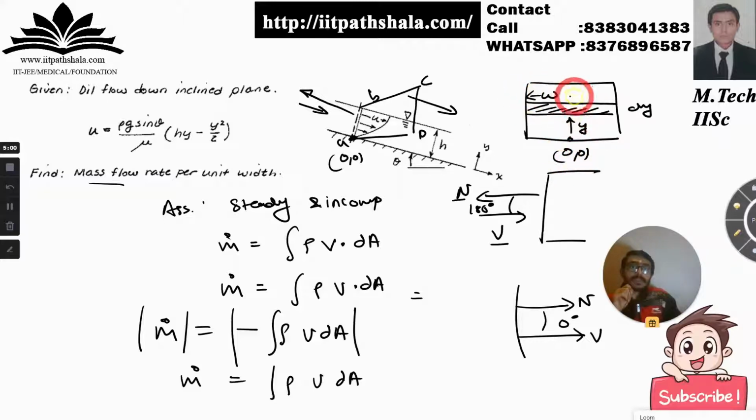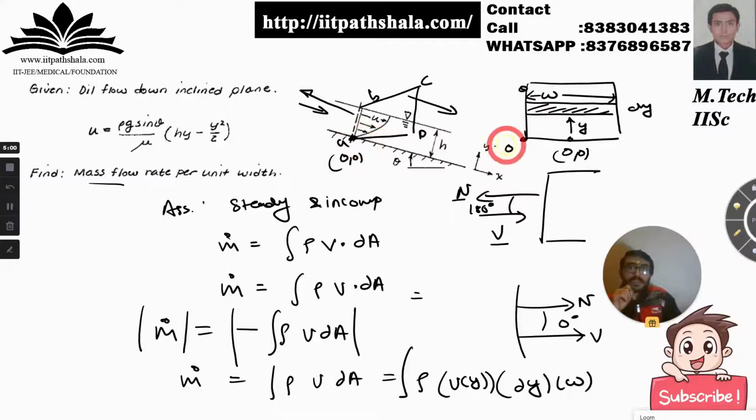Okay, the width is given to you as w itself, so it will be rho, whatsoever velocity variation is given to you, you have to account it for here. Then area will be dy into w. Fine with that? And you have to integrate it for the whole height, from 0 to a specific height h over here. Okay, so 0 to h.